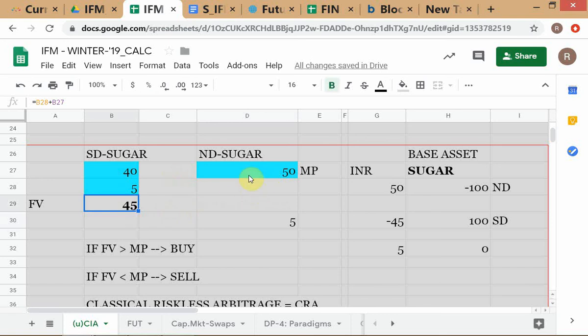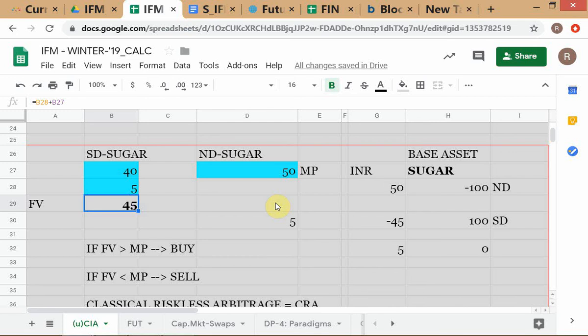This is an example of classical riskless arbitrage, because you have the same item, the same base asset, trading at two different prices. One is of course the synthetic equivalent, because the grade of sugar is the same, and you have the same base asset trading at two different prices. So by trading with two or more counterparties, you can essentially lock in a riskless profit by simultaneously buying and selling. You sell the one which is overpriced, and you buy the one which is underpriced.